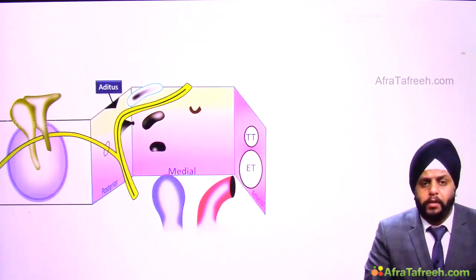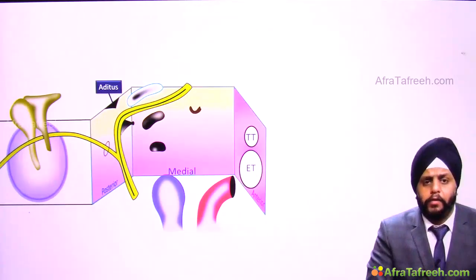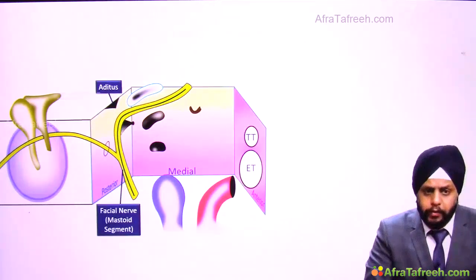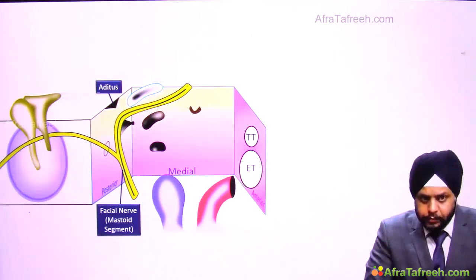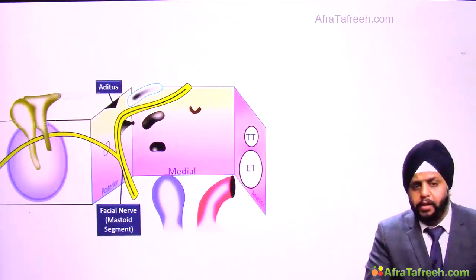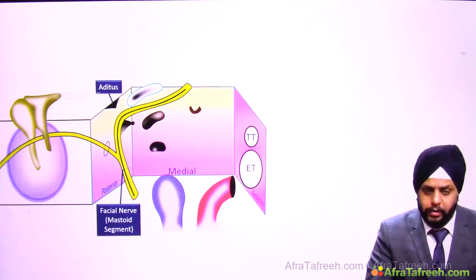Now, what else can we see on the posterior wall? You can see this nerve coming. This is the facial nerve. Now, this is the vertical segment of the facial nerve. It is also known as the mastoid segment. Remember, this wall is a common wall. So this segment can also be seen through the mastoid. So it is also known as the mastoid segment.